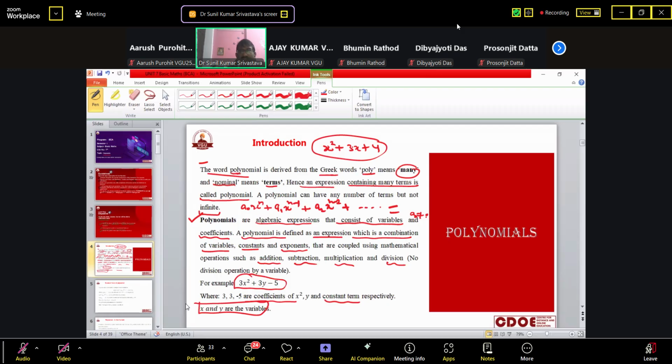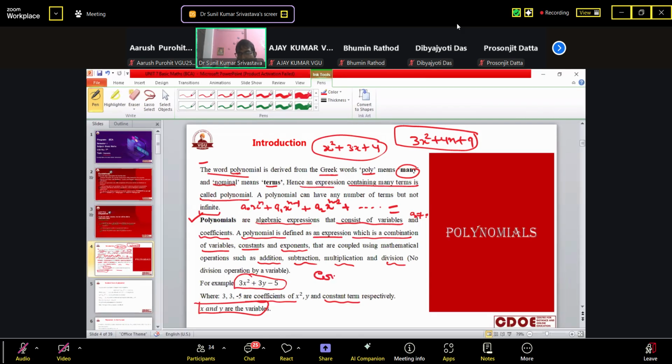A polynomial expression is an expression in variable form consisting of variables, constants and exponents, combined using mathematical operations such as addition, subtraction and multiplication. Suppose we have the expression 3x square plus 4x plus 9. This is a polynomial expression in variable x with three terms: 3x square, 4x, and 9. Any term which is free from variables is known as the constant.